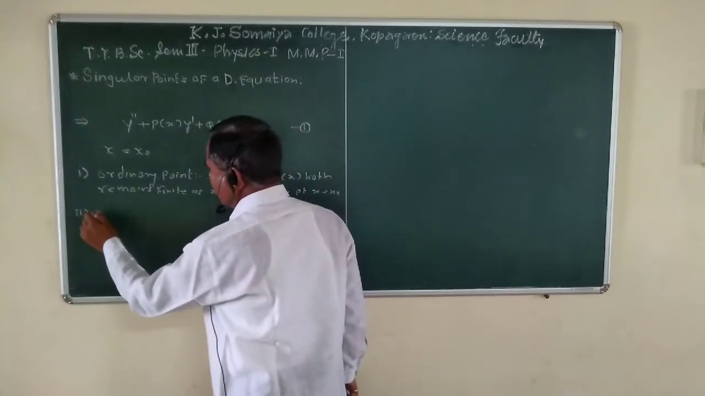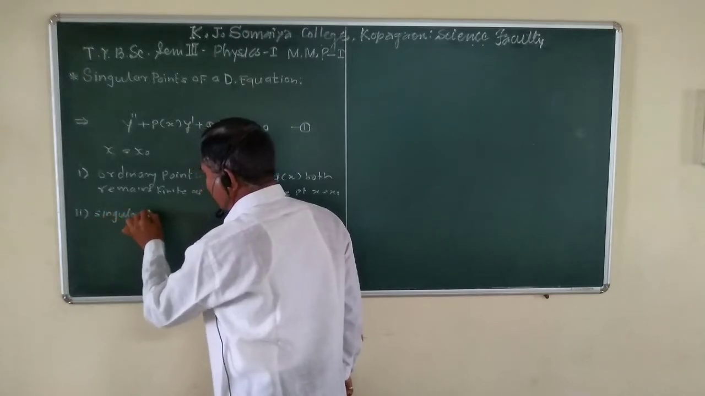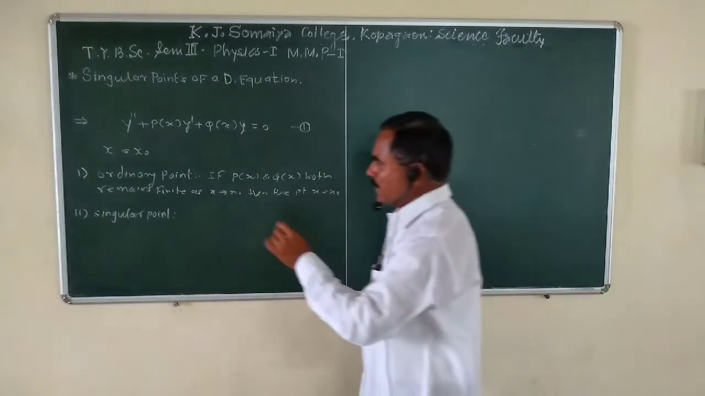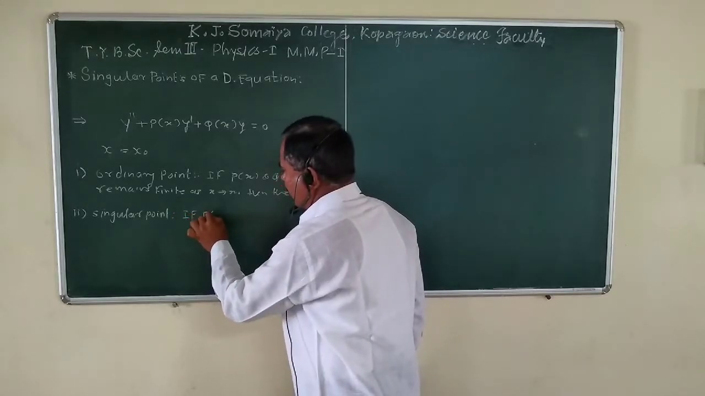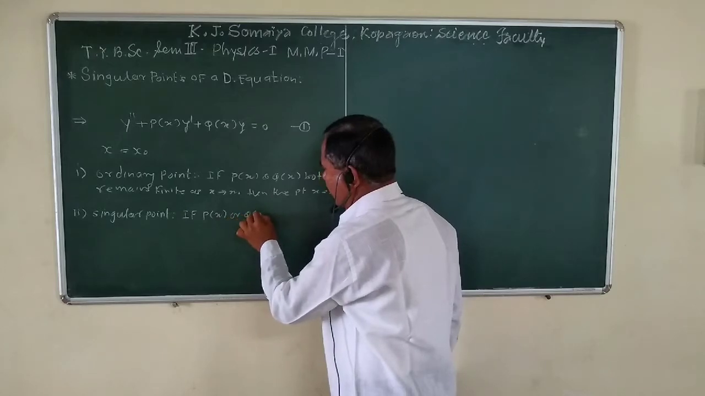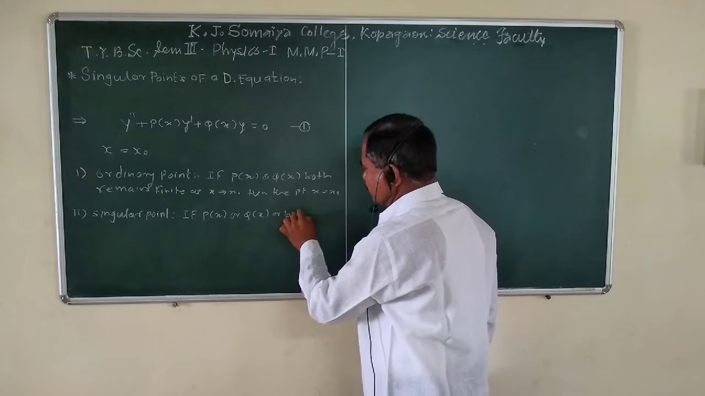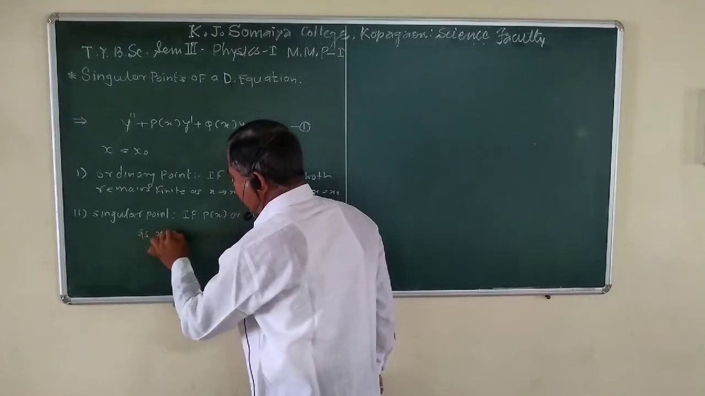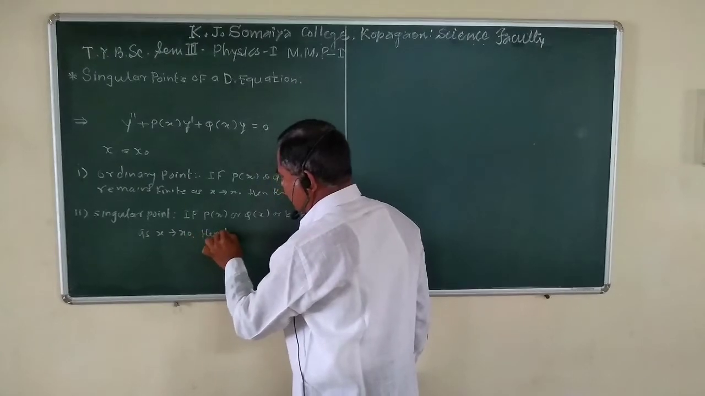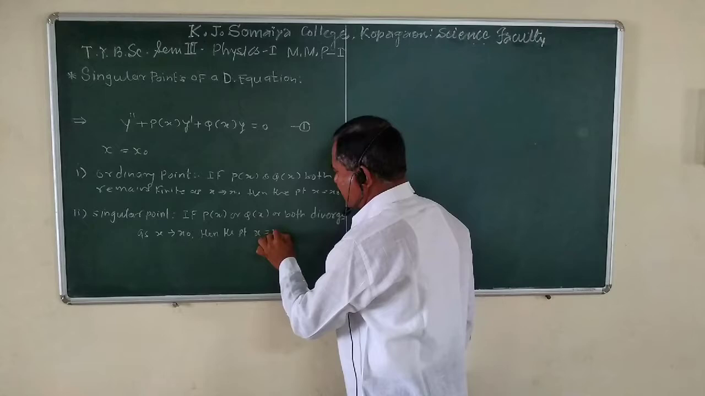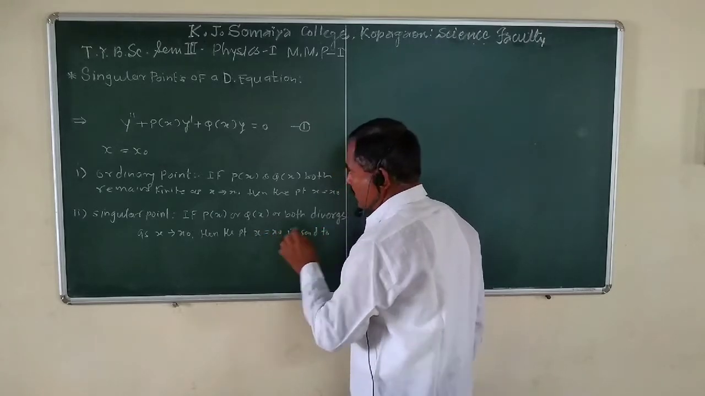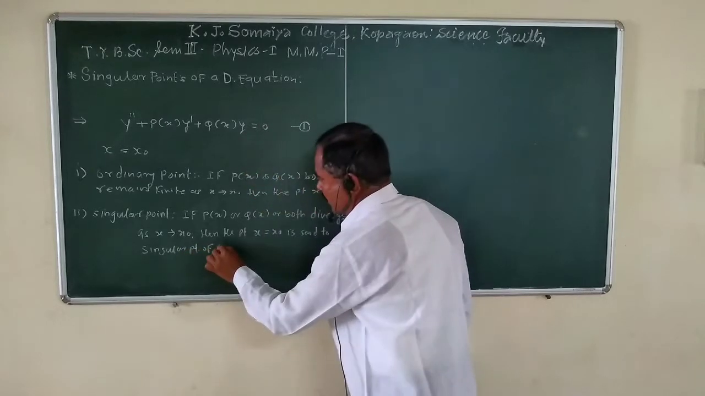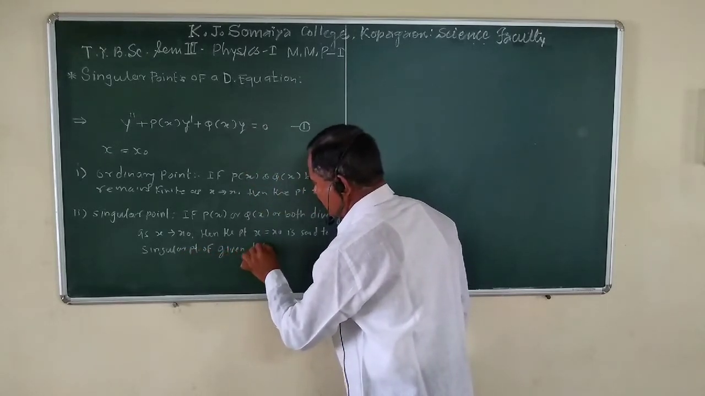Second, singular point. In this, if p of x or q of x or both diverge as x tends to x naught, then the point x equal to x naught is said to be a singular point of the given differential equation.